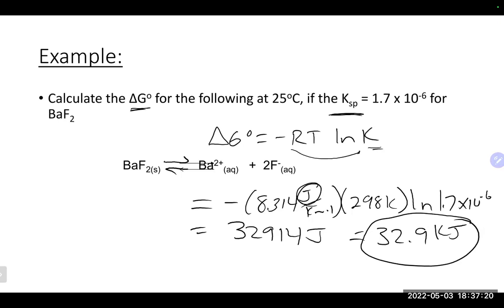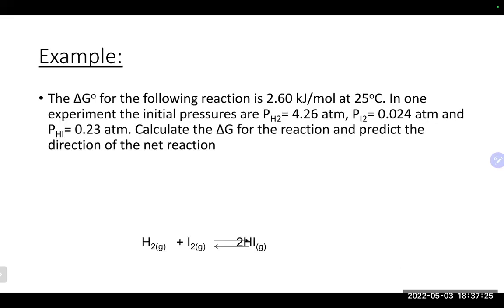Other questions? All right, one last one here to wrap up the chapter. Delta G naught for the following reaction is 2.6 kilojoules at 25 degrees. In one experiment, the initial pressures are 4.26 atmospheres for H2, 0.024 atmospheres for I2, and 0.23 atmospheres for HI. Calculate the delta G for this reaction and predict which way this reaction would head. And again, here, my arrows got a little bit over.